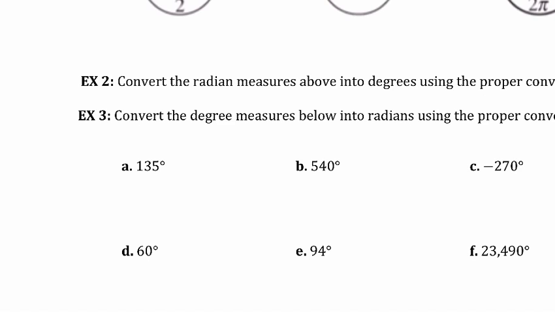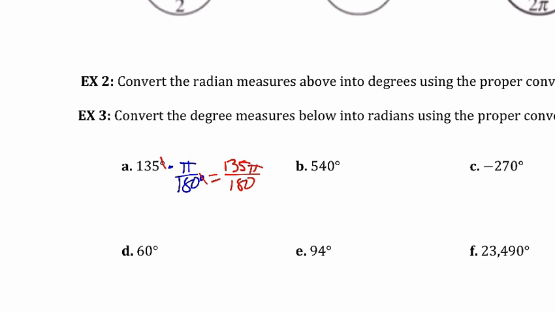Bottom part here, going in the opposite direction. So instead of multiplying everything by 180 degrees over pi, we're going to multiply by pi over 180. So we're going to take 135, multiply by pi over 180. And I'm going to put the degree symbol there because the math and science nerd in me wants to just cancel those out because it's satisfying. So we end up with 135 pi over 180.